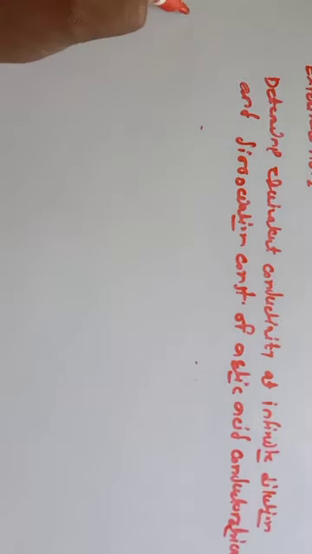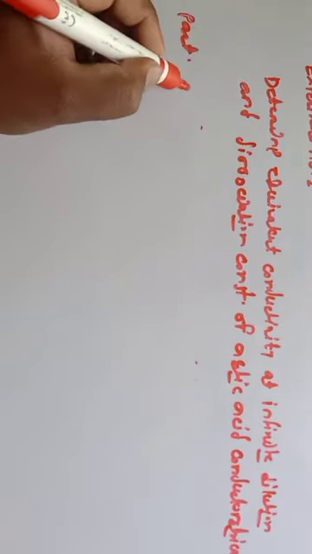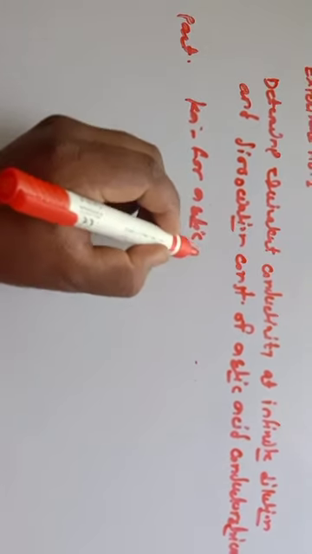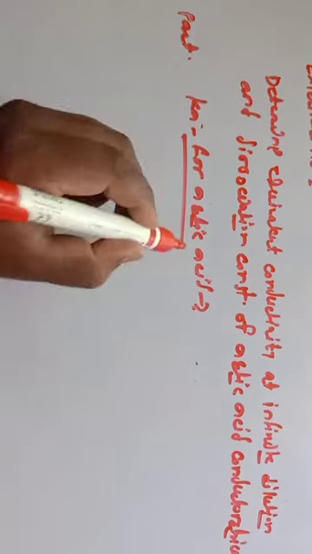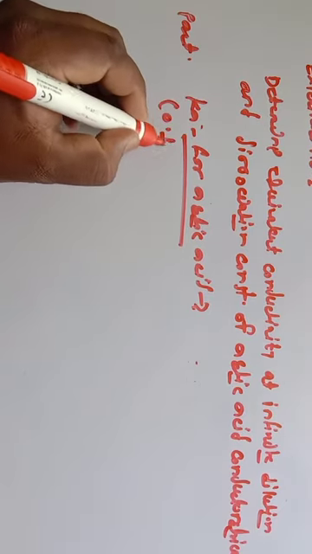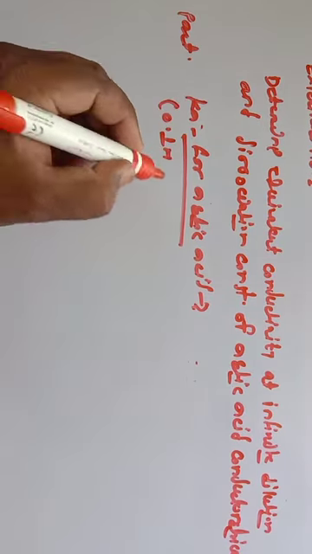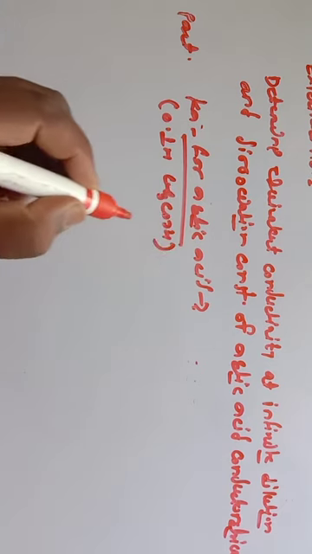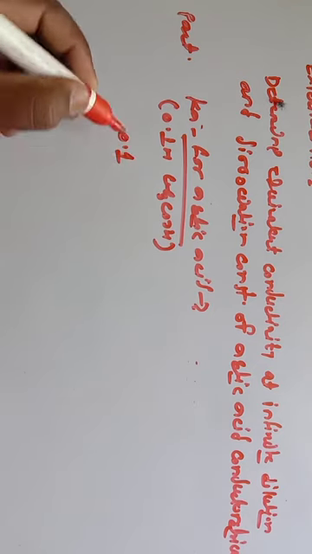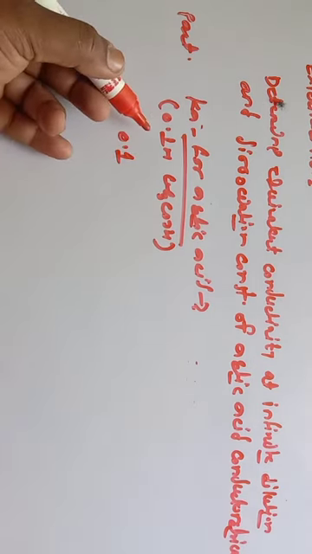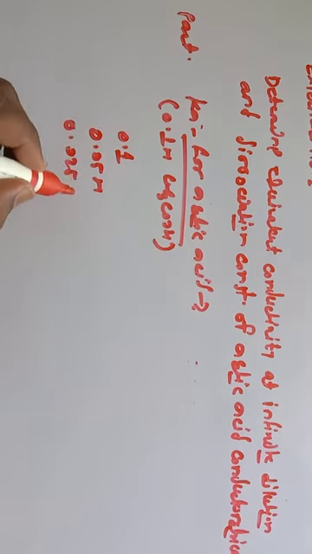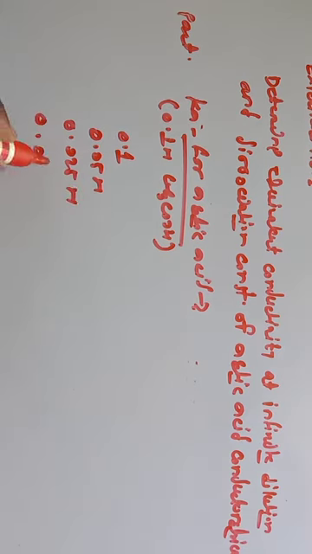So the third part is what? You have to find out the dissociation constant for acetic acid. So you have to prepare different concentrations from a stock solution of 0.1 normal acetic acid. That is, you have to measure the conductance of this 0.1 normal solution. Then you have to prepare 0.05 normal, then 0.025 normal, then 0.0125 normal.